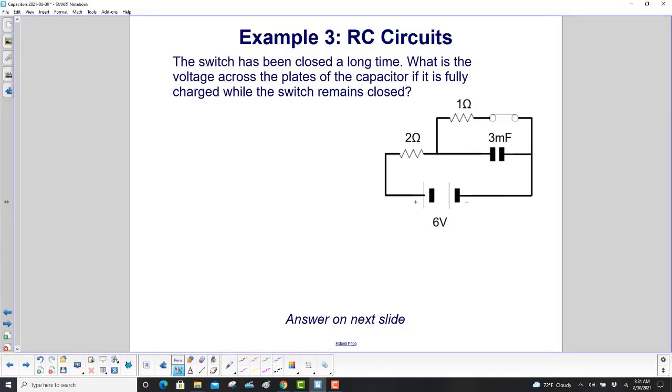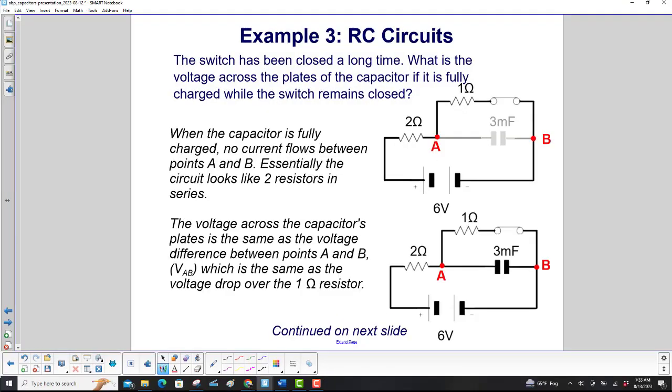What is the voltage across the plates of the capacitor if it is fully charged while the switch remains closed? When the capacitor is fully charged, no current flows between points A and B. Essentially, the circuit looks like two resistors in series, where you have current going like this, up here, coming back down to the battery. The voltage across the capacitor's plates is the same as the voltage difference between A and B, V sub AB, which is the same as the voltage drop across the resistor as they're in parallel.